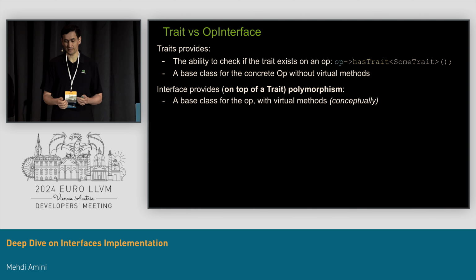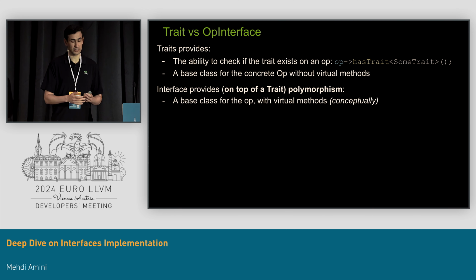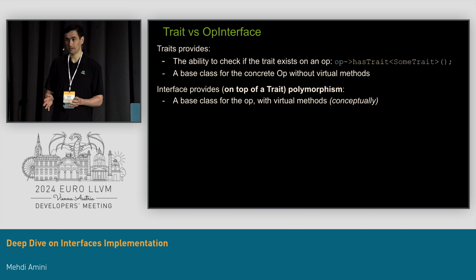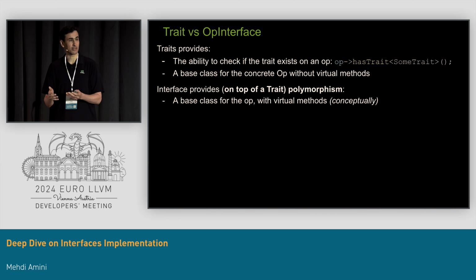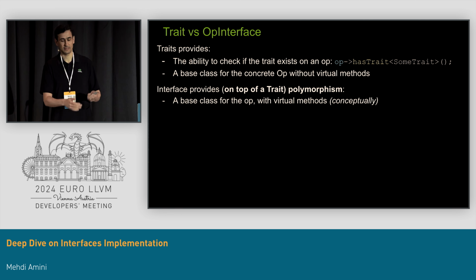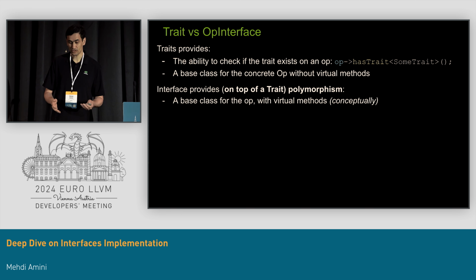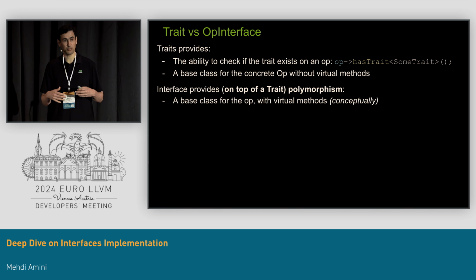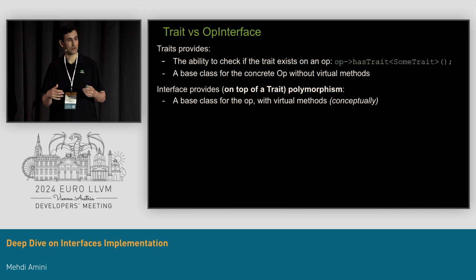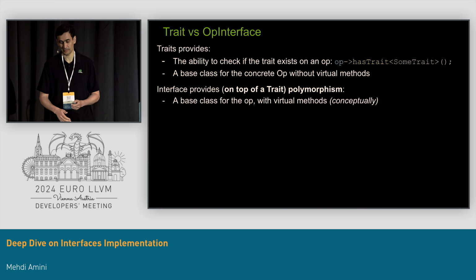It also provides a base class for the concrete operation, but without virtual methods. So it's only adding behavior and methods as a refactoring thing. It's like all the ops in my dialect will have this implementation, for example. The interface, on top of a trait, because the interface also provides traits, adds polymorphism. It acts as if you had virtual methods on the concrete operation. So it's a base class with virtual methods, conceptually, and we're going to see how it's implemented.